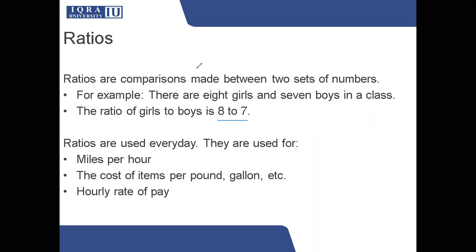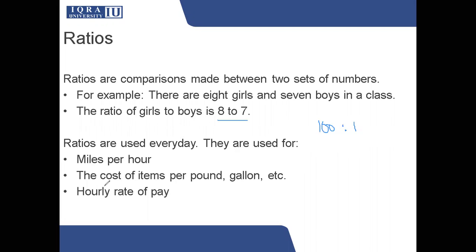For example, miles per hour, right? So what is miles per hour? Basically, this is a unit of speed, right? So if I say 100 miles in 1 hour, this is again a ratio, right? 100 ratio 1. This means I can travel 100 miles in 1 hour, right?